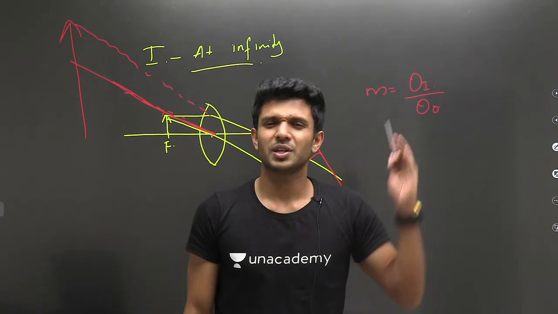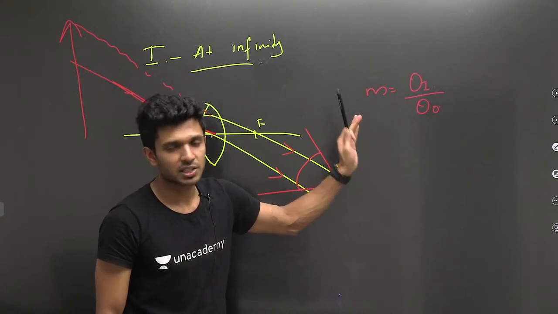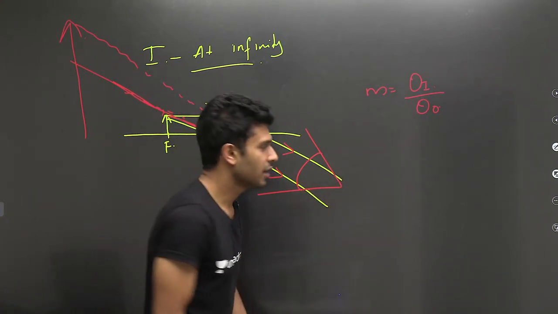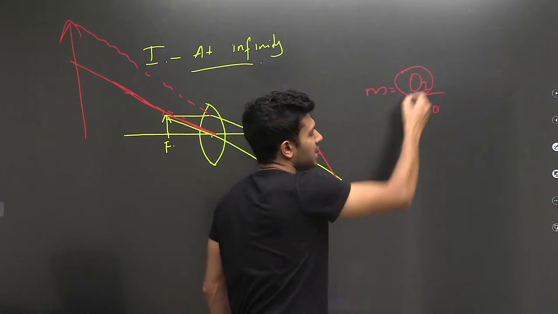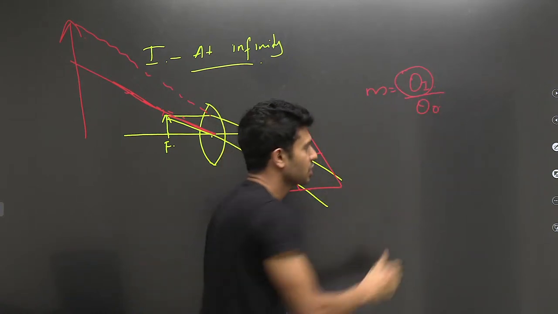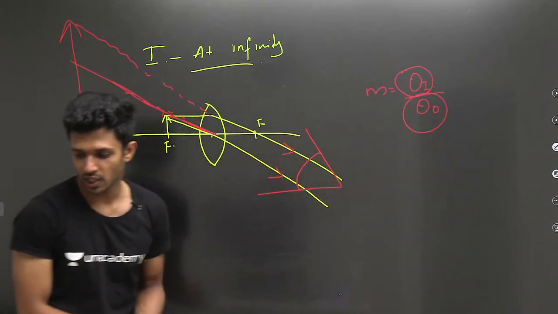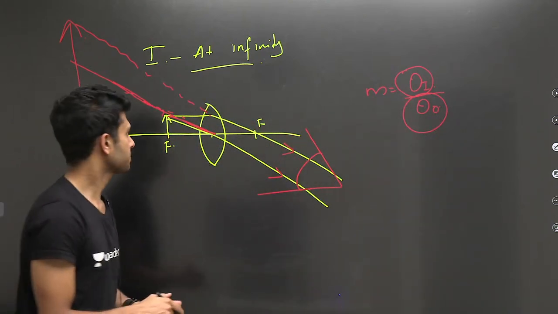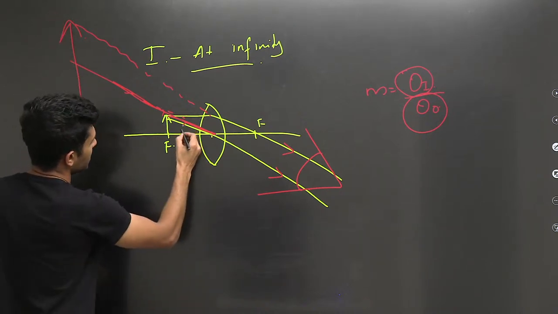So why are we doing this? Because the image is formed at infinity. By the usual method of finding out magnification, it is not possible. So we'll be finding out the magnification by using the formula of the angle subtended by the image to the angle subtended by the object. This is what we are going to find out. Isn't this our image, right? Isn't the angle subtended by the image this?